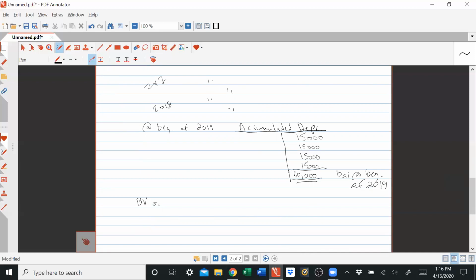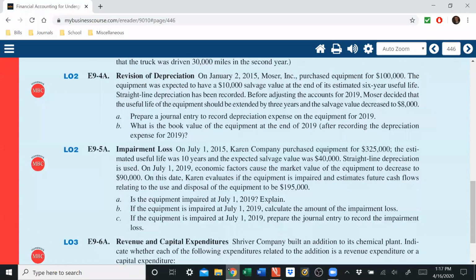So the book value of the equipment at the beginning of 2019 equals the equipment's acquisition cost minus the balance in the accumulated depreciation account as of the beginning of 2019. So the book value as of the beginning of 2019 is $40,000. We need this information to do part A.